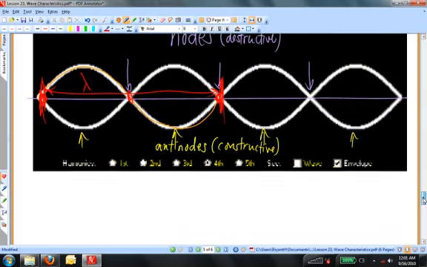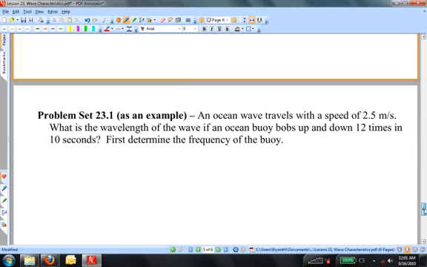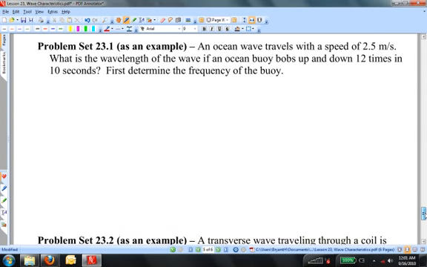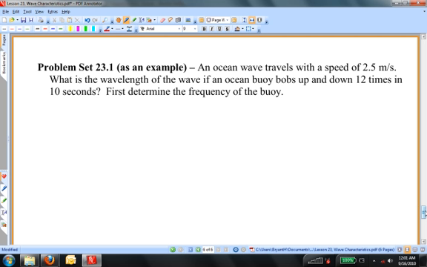All right, so now a lot of water has flowed under the bridge, and we want to actually work some numerical problems. This is from problem set 23, number 1. An ocean wave travels with a speed of 2.5 meters per second.